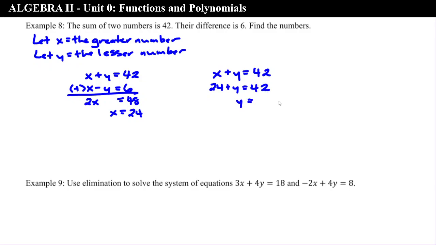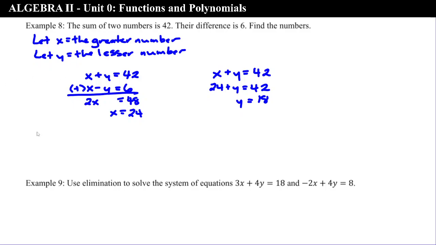And subtract each side by 24. And you're going to end up with y equals 18. In this case, we're not going to write the answer as an ordered pair because this is a word problem. It doesn't ask for what's x and what's y. We just arbitrarily defined what x and y were.